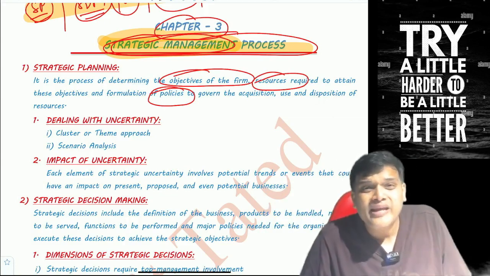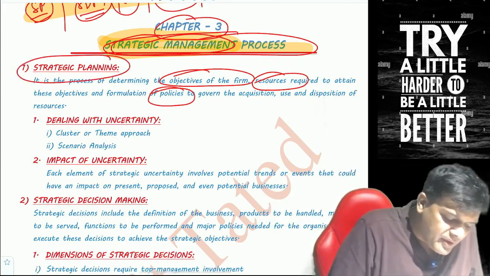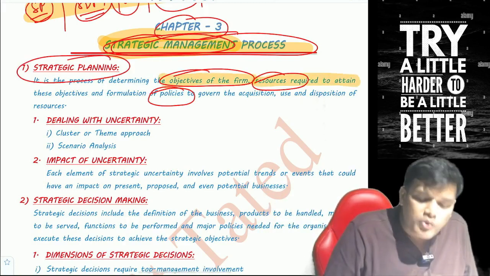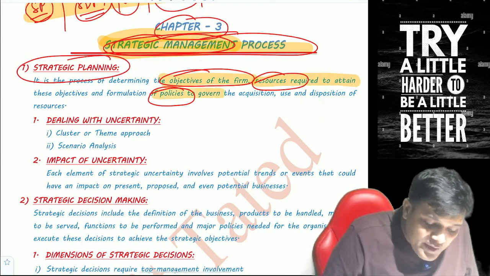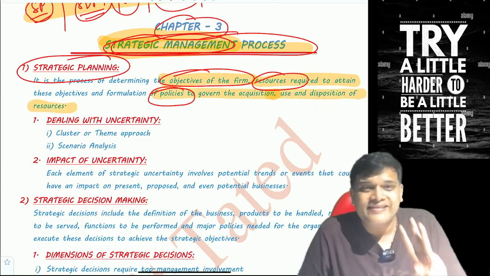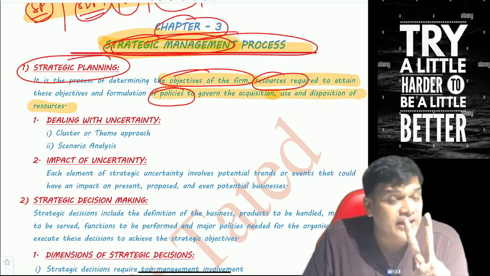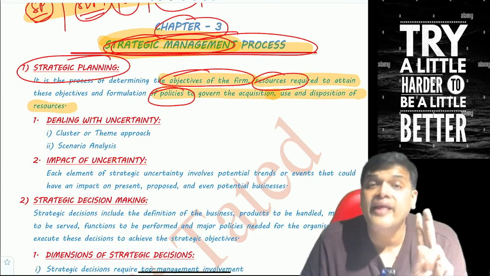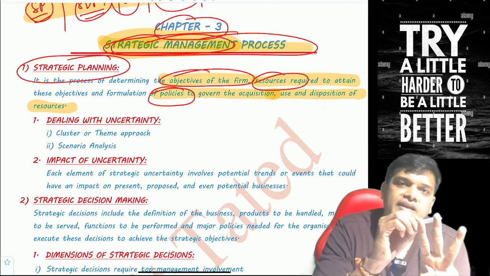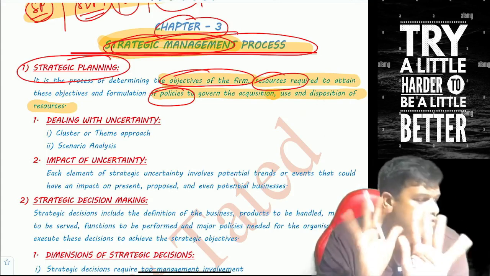So strategic planning involves how many things? 3 things. What are the 3 things? One is the objectives of the firm, second the resources required to attain those objectives, and third the policy to govern acquisition, use and disposition of resources. So remember three things: first, what is the objective; second, what resources are required to achieve that objective; and third, the policy. To achieve the first you need the second, and to achieve the second you need the third. Understood? I think it is clear.